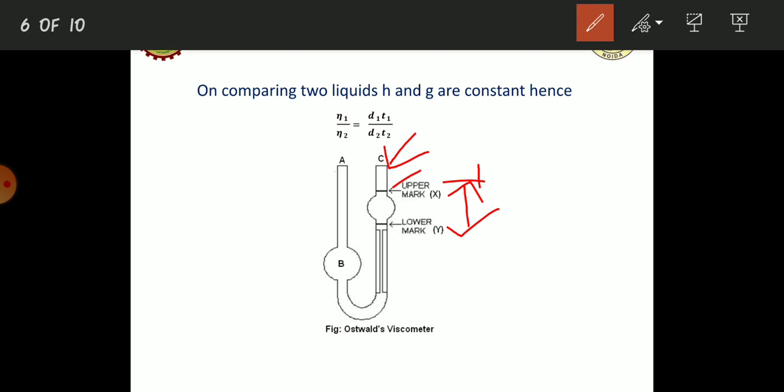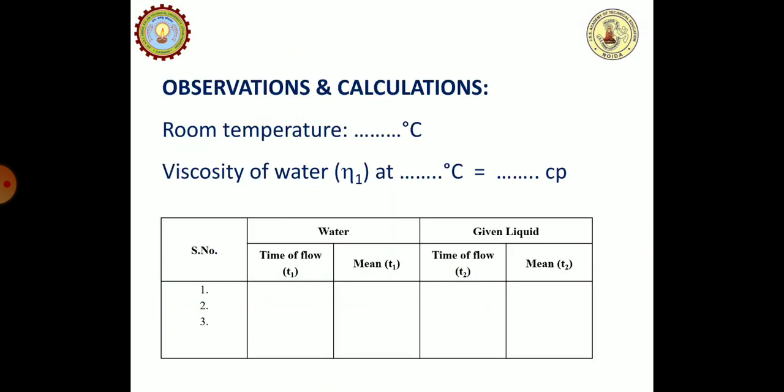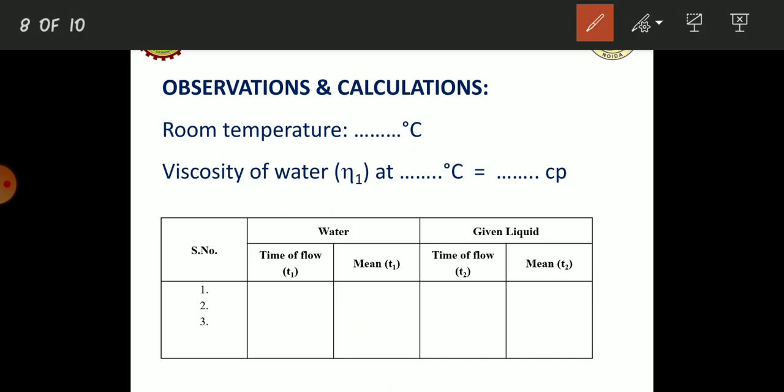Now note down the room temperature in degrees Celsius. Note down the time T1 here. T1 is the time of flow for water, and this is the mean, and this is the mean time of flow for the liquid. The room temperature we already noted, and the viscosity of water at ambient room temperature is the recorded constant value.